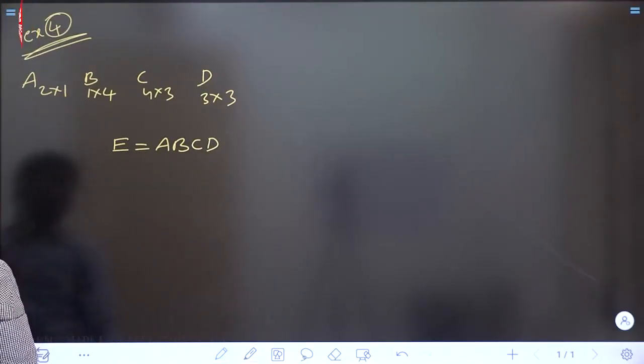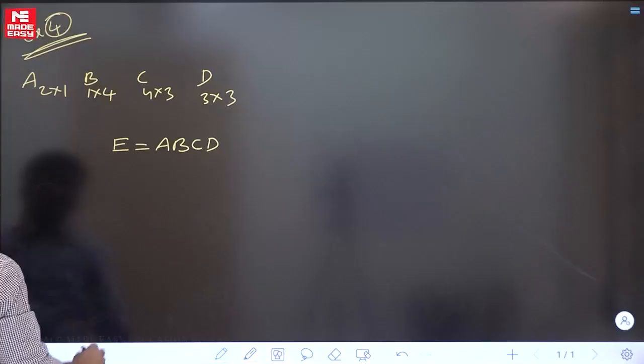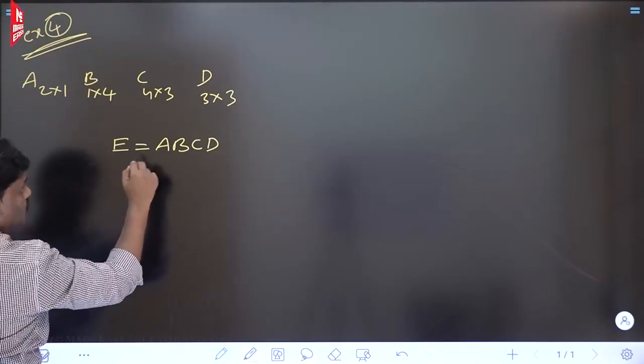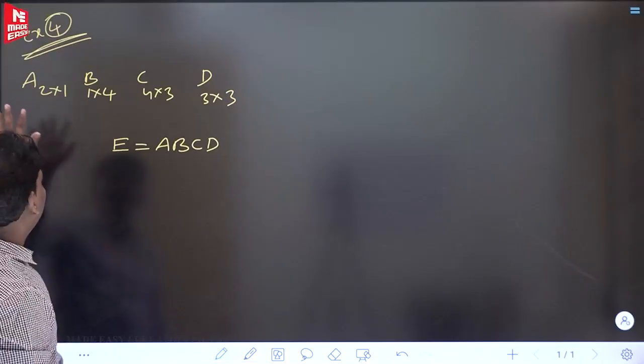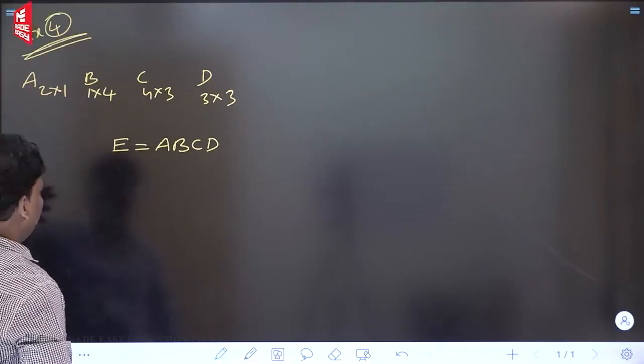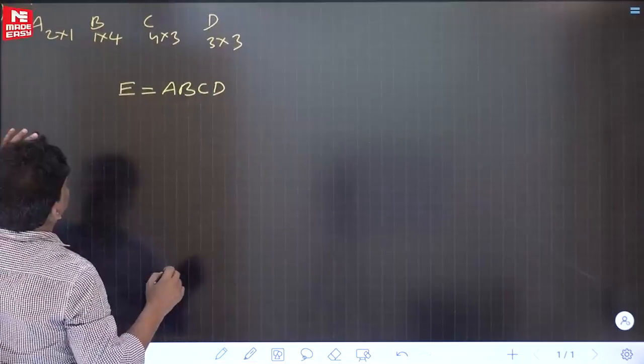E is equal to A, B, C, D. So we want to find out E, which is the combination of A, B, C, D. How to do that? I will explain. This problem we try to solve. With this everything is fine. 4 matrices, how to multiply?